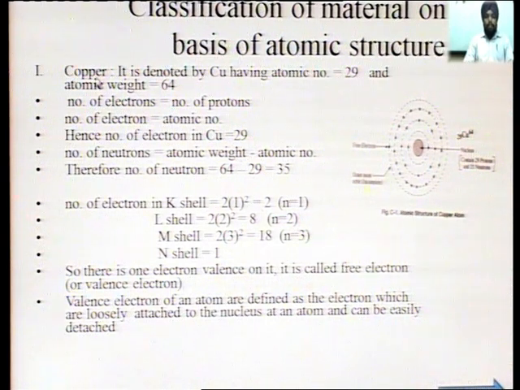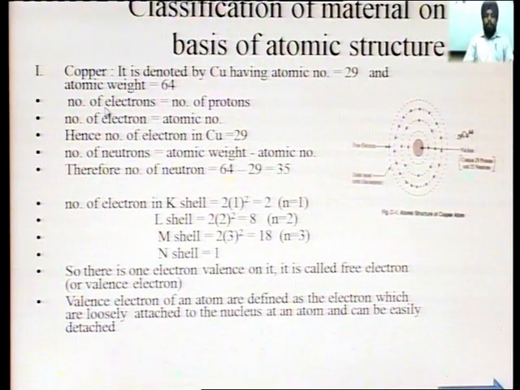First is conducting material, copper. It is denoted by Cu. Copper is denoted by the symbol Cu. It has atomic number 29. The atomic number of copper is 29, and the atomic weight of copper is 64.